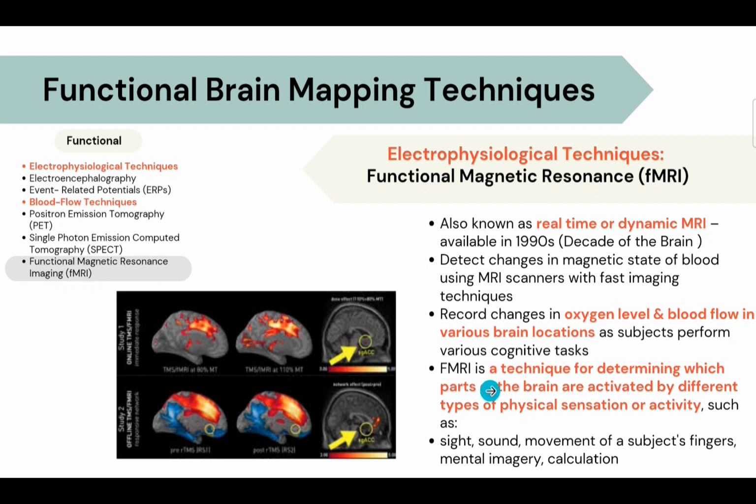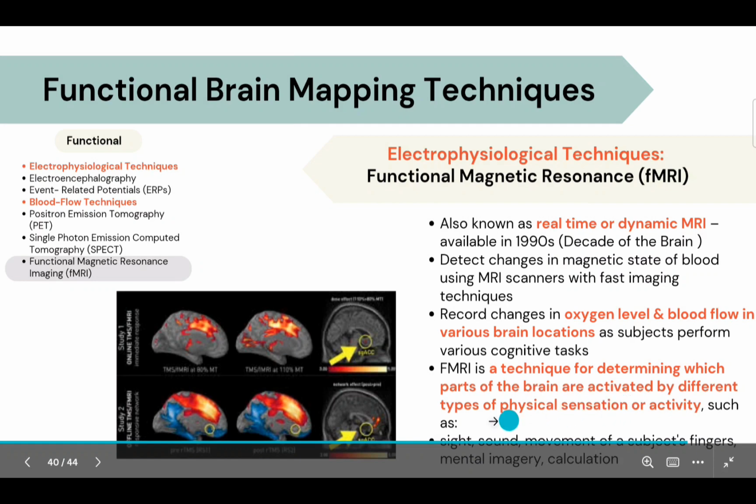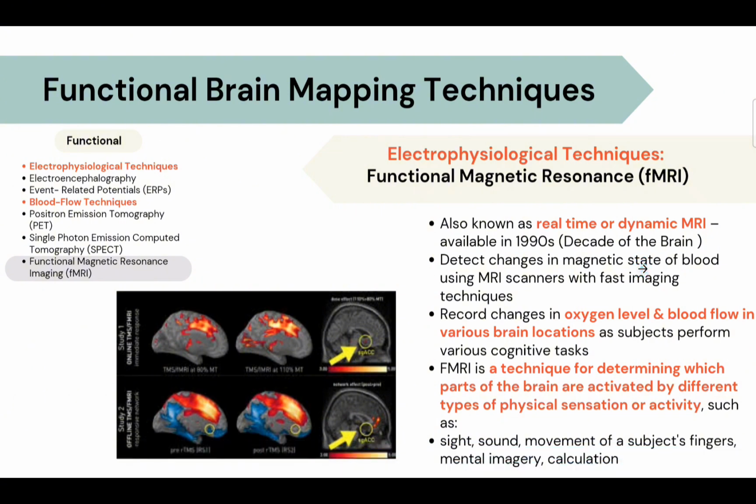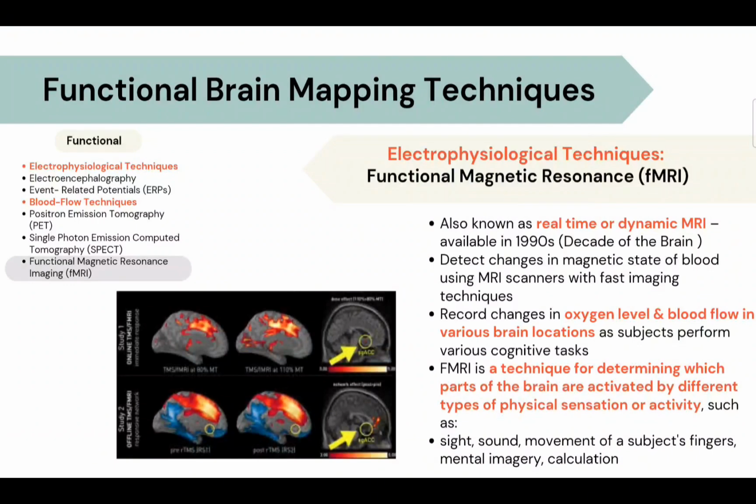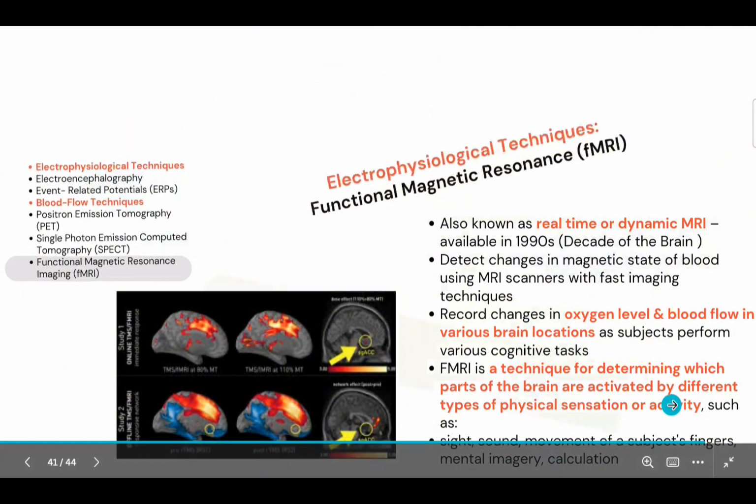So fMRI is a technique for determining which parts of the brain are activated by different types of physical sensation or activity. The difference between fMRI and MRI is that with the functional one, we see how dynamic the brain images can be with our brain activity, while for MRI we only see the static brain image.